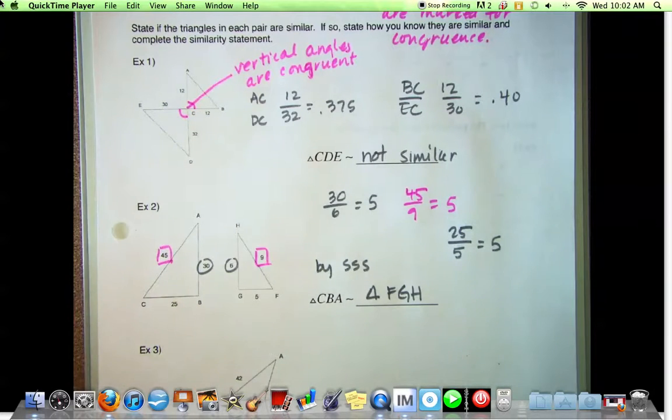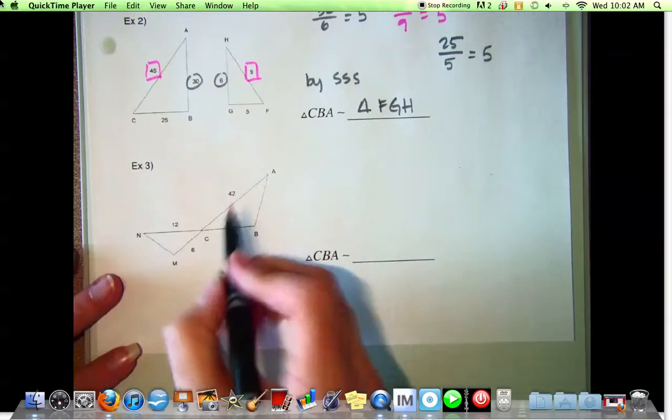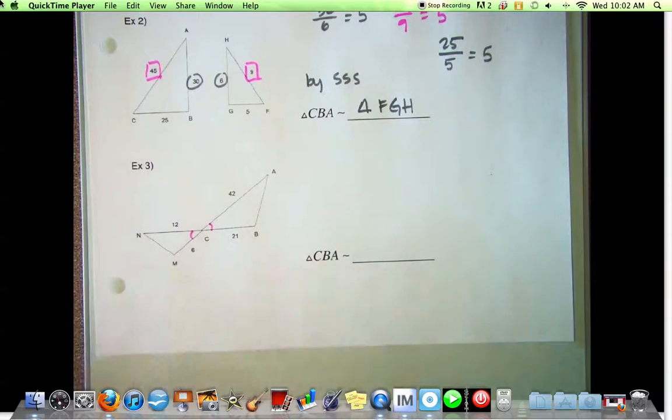Questions? All right, example 3. What are we given to check for congruence? Sides. Anything else? Vertical angles. And what do we know about vertical angles? They're always congruent. All right, so we have a set of vertical angles and we have 2 sets of sides.